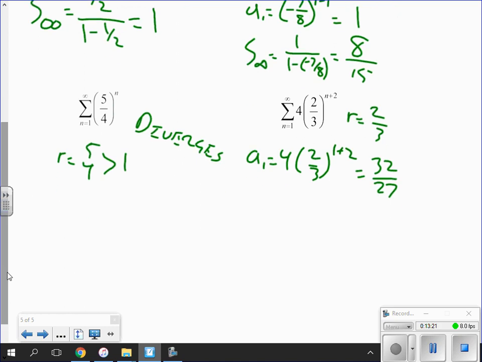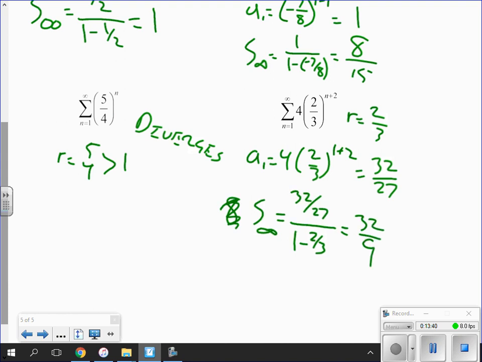So now I want to find the total. The infinite sum would be the first term, 32/27, over 1 minus my R. In this case, it's 1 minus 2/3. And you end up getting 32/9 as my total. So yes, you can add together an infinite number of numbers if they're the right set.